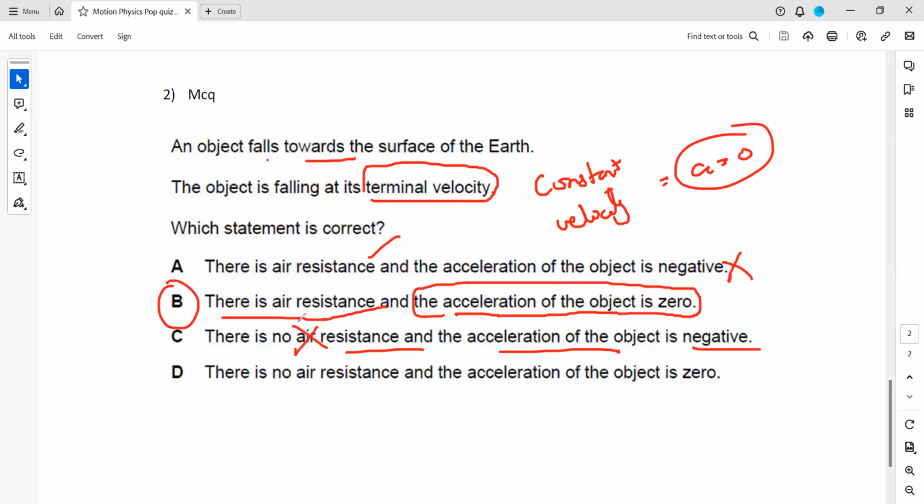That's wrong. When objects are falling towards the Earth's surface, the Earth has an atmosphere, and that atmosphere will produce air resistance. And in the last option, there is no air resistance. Again, that is wrong. Even though acceleration is 0 is correct, there is no air resistance is incorrect, because whenever objects are falling towards the Earth, the atmosphere exerts a force opposing the motion, and that is called air resistance. That's why B is the right answer.